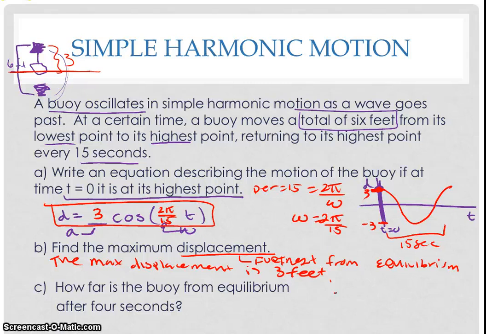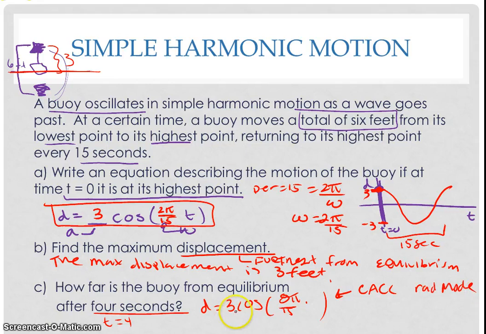How far is the buoy from equilibrium after 4 seconds? So this is t equals 4, and we can just plug it into our equation. So we have d is 3 cosine of 2 pi over 15 times 4. The angles in 15ths are not on the unit circle. 2 pi times 4 is 8 pi, so I'm just going to simplify this as 8 pi over 15. Since it's not a unit circle number, we have to use the calculator. If it was a number on the unit circle, you would use the unit circle, of course. And this angle is in radians, so we're going to be in radian mode.